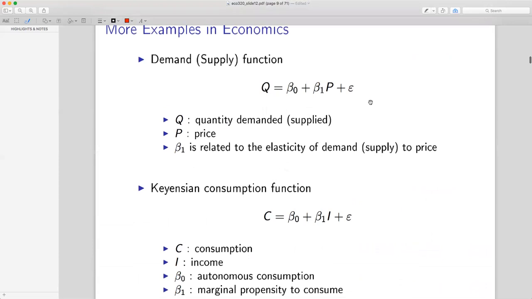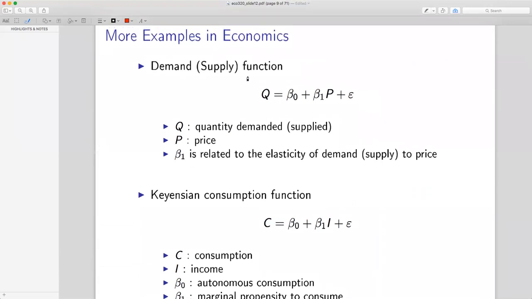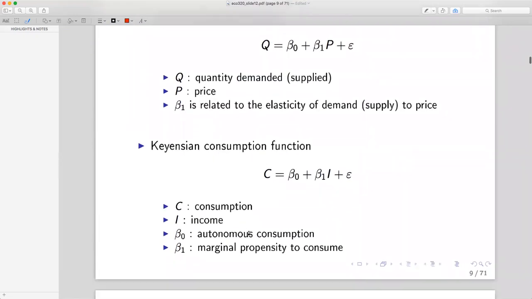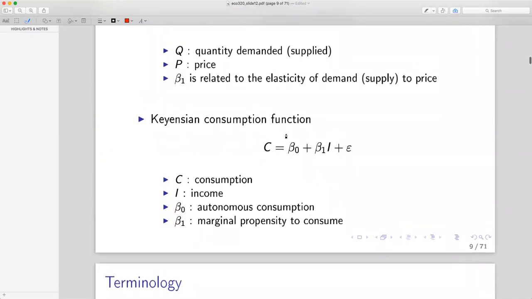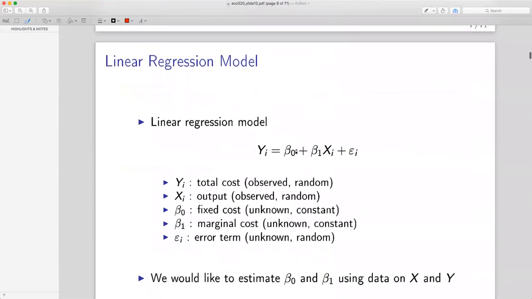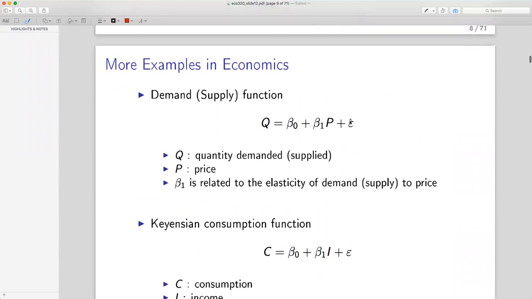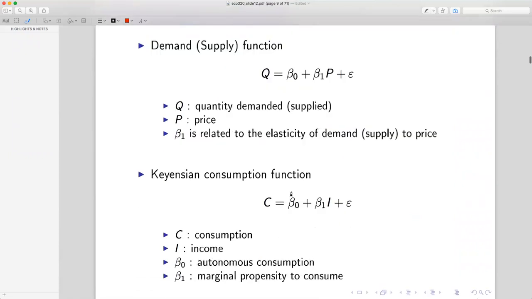Now, more examples in economics. This is the demand and supply function, I mean, quantity and price. You can estimate beta 1 and beta 0. Take a look at the Keynesian consumption function. For example, if your income increases by 1,000 and this is 0.7, then 70% of income goes to consumption. This is actually a very, very famous function. These are examples. Not only can you estimate marginal costs and fixed costs, you can apply this regression analysis to your demand and this kind of thing.